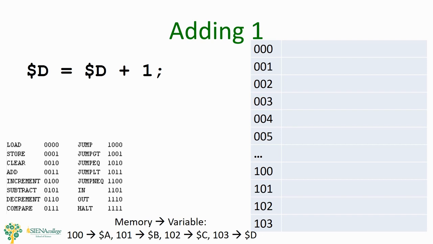Incrementing by 1. If we have a variable that we want to increment by 1, that being we've got the same variable on both sides, we will use the increment command. We'll enter the mnemonic INC. For this code, we're using the variable $D. $D is in 103. So our operand will be 103. This one line of code is the same as this one line of Perl.